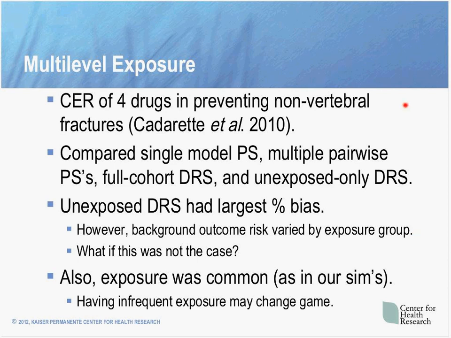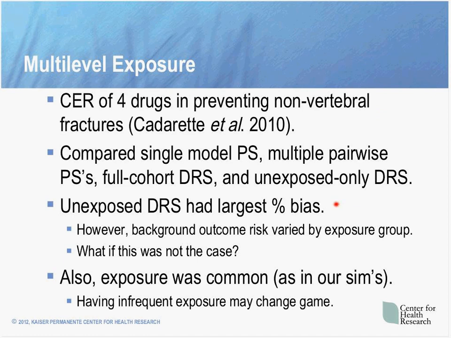One of the topics I want to touch on here is an area that's growing in research interest: situations where we have a multi-level exposure. This is more in the area of comparative effectiveness research. Here's one example, published by colleagues in 2010, on medications for preventing fractures. In this study, they looked at propensity scores and disease risk scores.